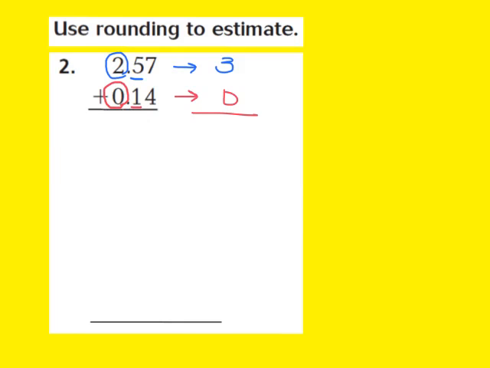Now my last step is to add those two numbers together, and when I add 3 plus 0, my estimated answer turns out to be a 3.